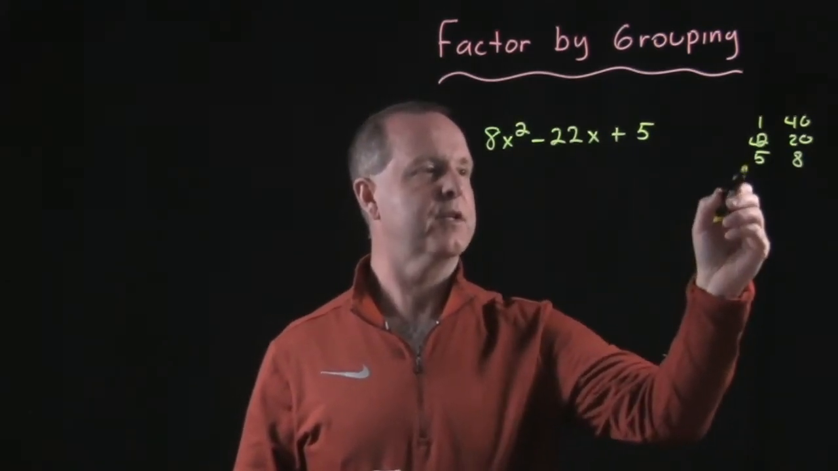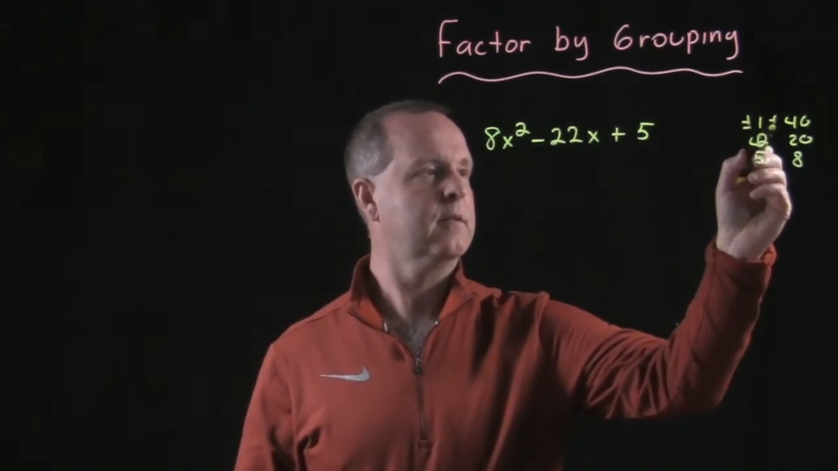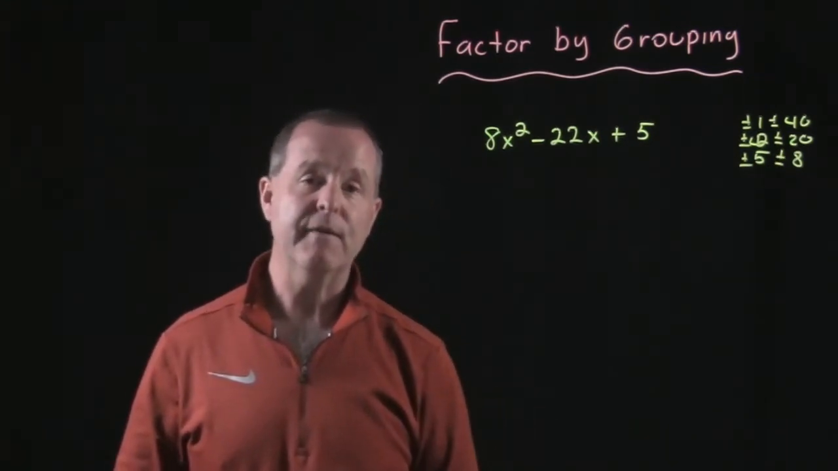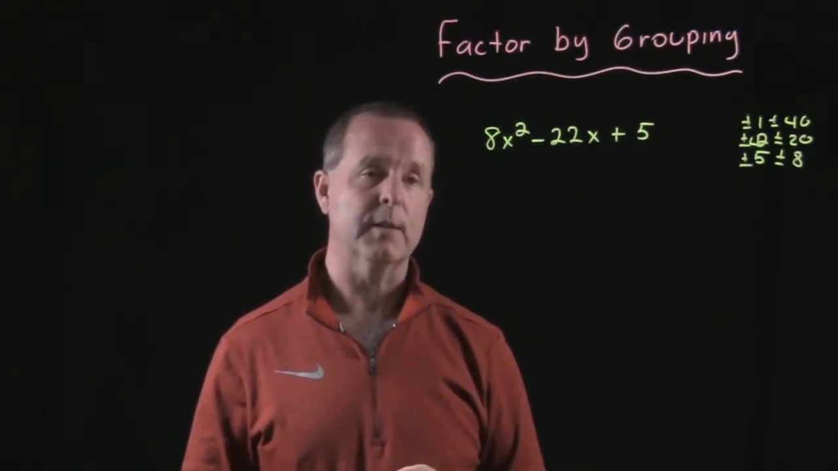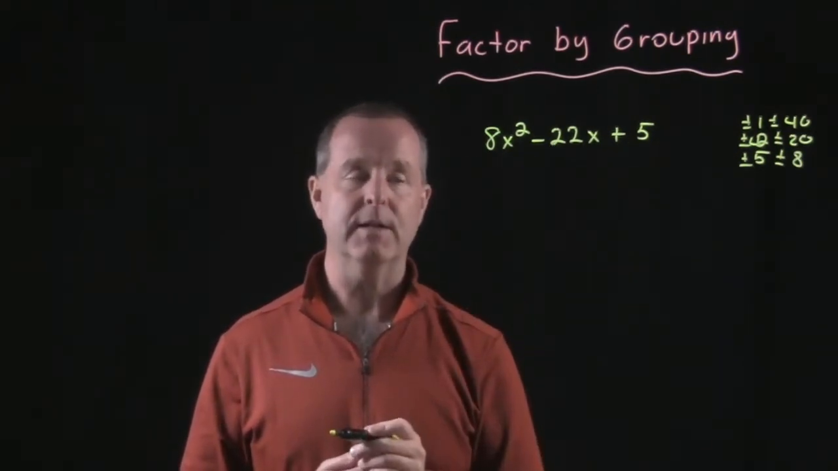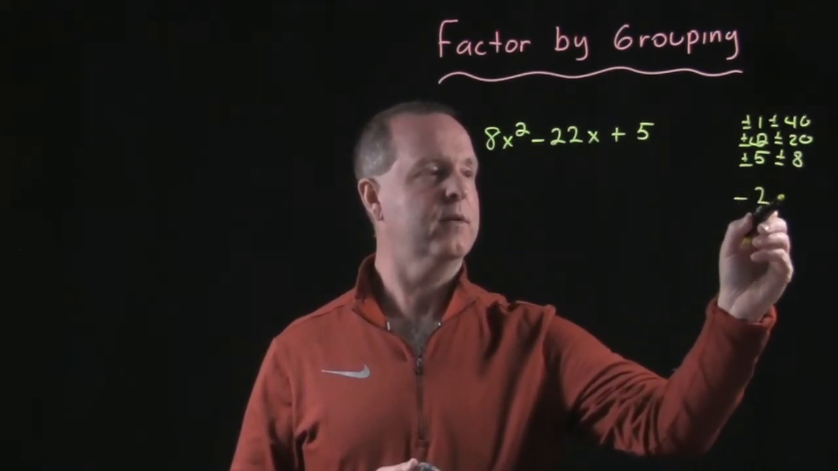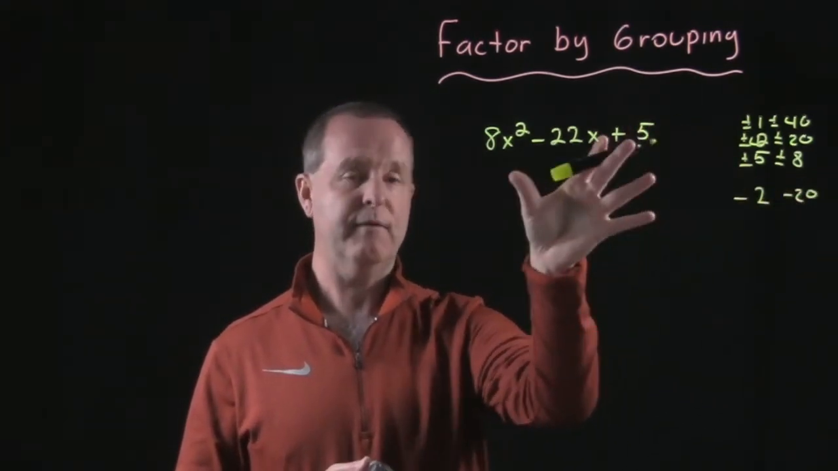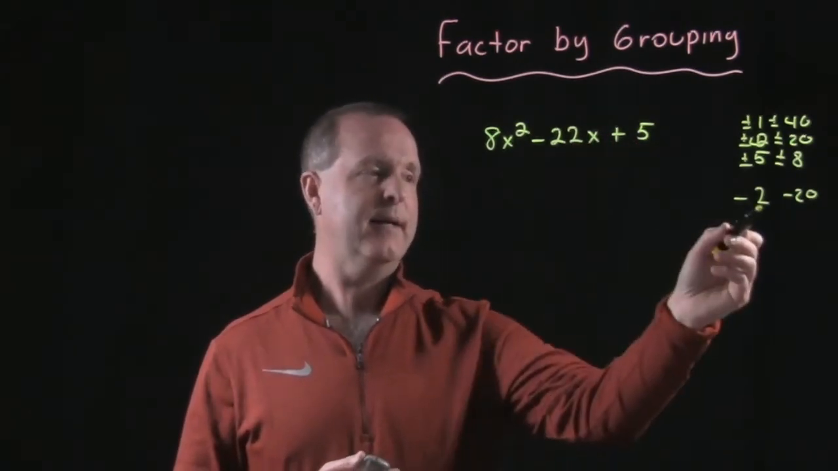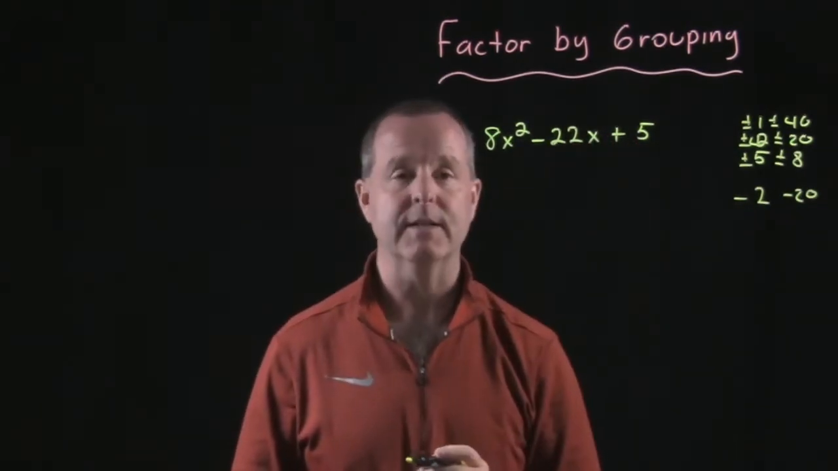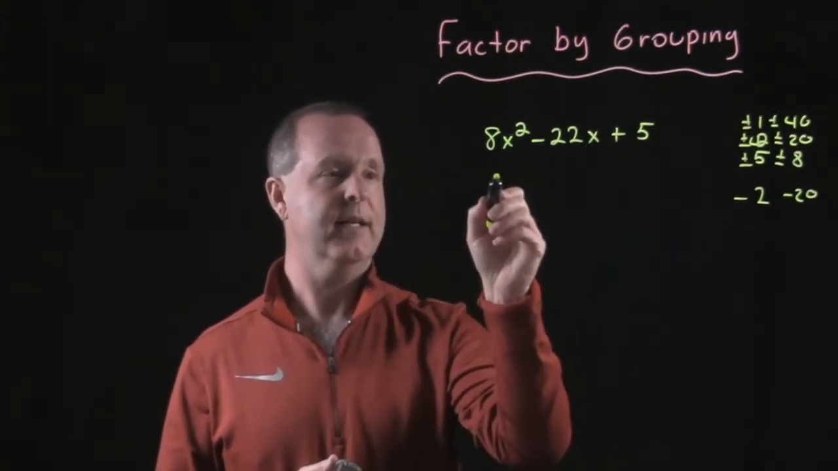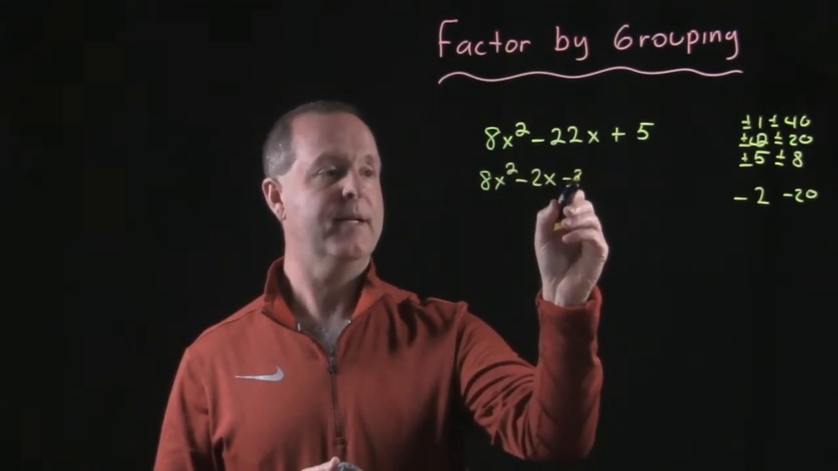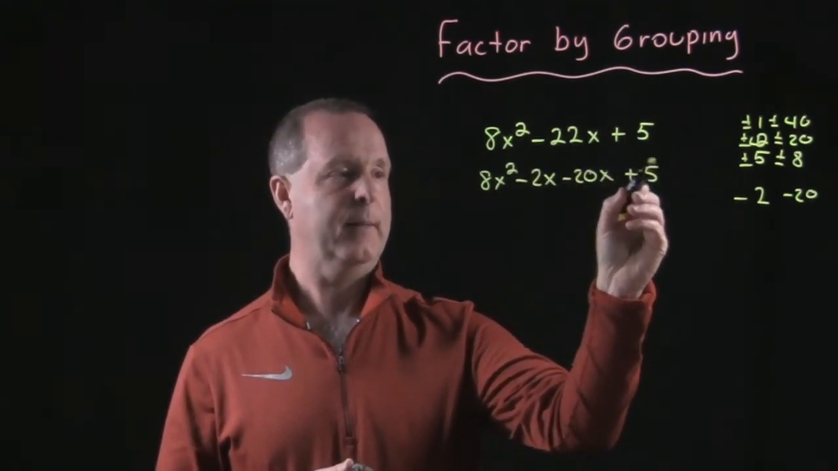Now it's also the negative versions as well, so plus or minus. Do any of those, if I'm in the right configuration, add to a negative 22? A negative 2 and a negative 20 does. They both multiply to 40, which is my last term, and when I add them it gives me negative 22. So let's rewrite negative 22x as 8x squared minus 2x minus 20x plus 5.